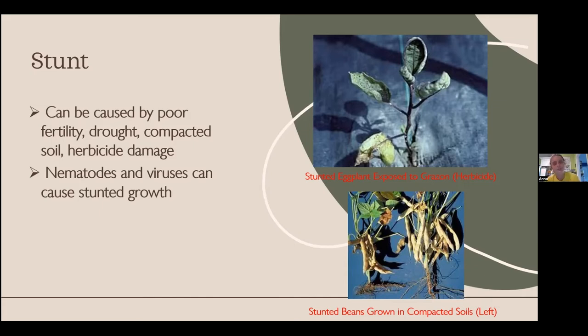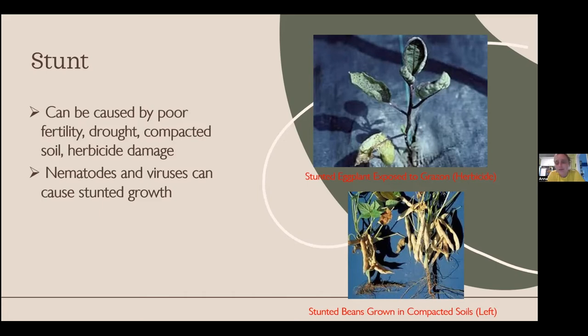So if you encounter stunted plants, or you plant transplants out into your garden and they're just not taking off like they should, it's either abiotic, which is poor fertility, drought, compacted soil, herbicide damage, but it might also be biotic, which could indicate you have an issue with root rot, nematodes, maybe a virus of some kind that caused stunted growth. But more often than not in our area, it's compacted soils.